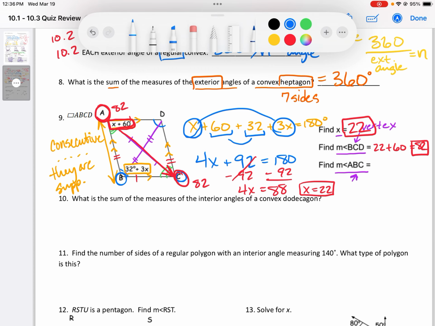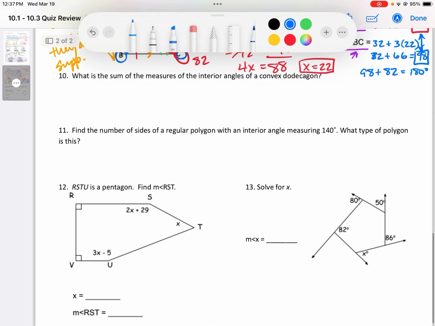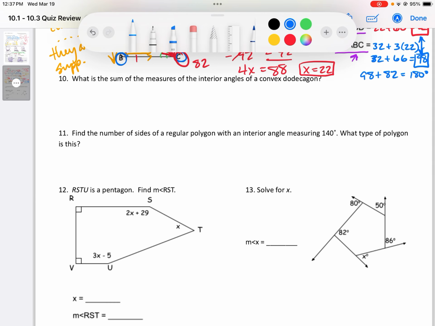And then lastly, I'm looking for angle B down here in the corner. So angle B is going to be 32 plus 3 times x. X is 22. So that's 32 plus 66, which is 98. And to check your answer, these two numbers should be supplementary. 98 plus 82 equals 180. They are supplementary. All right, just a few more to go.